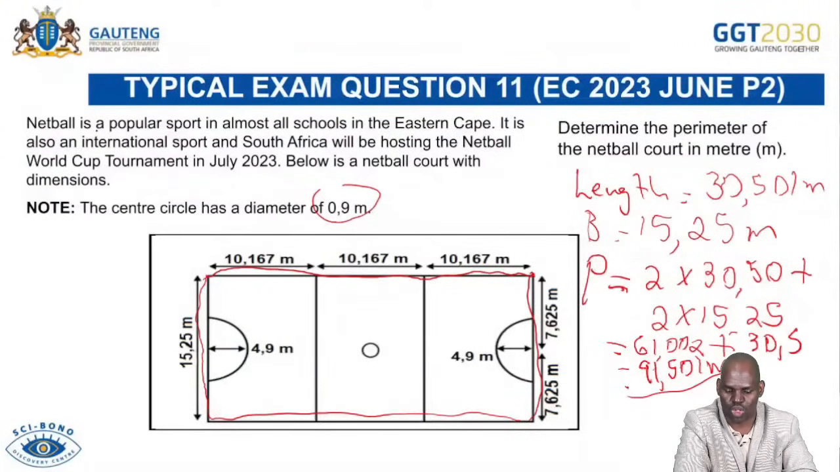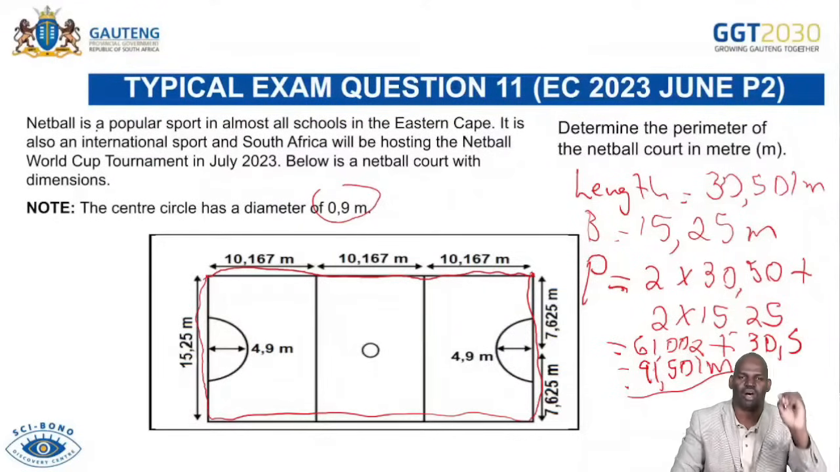Once the final answer is 91.501, then you can round it off. If you want to round it off to one decimal place, the answer will be 91.5. If you want to round it off to the nearest whole number, then it's 92. But you must not round off until you get to the final answer.